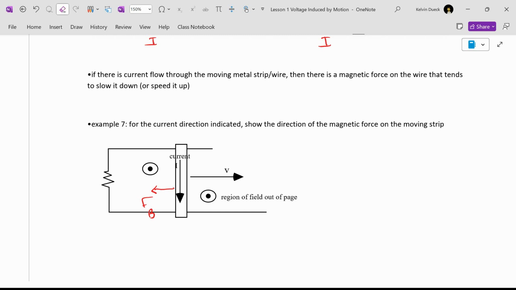So we have this weird situation that as soon as this starts to move sideways and as soon as current starts to flow, now you not only have the charges moving sideways, you have them moving up or down. So you have two right-hand rules.